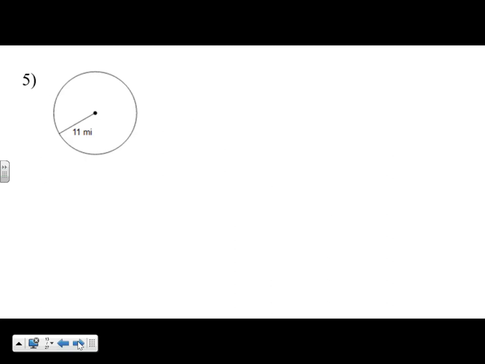So for these, I'm going to do it both ways, leaving it in terms of pi and finding the decimals, so you guys have the difference for that. So the circumference, this one gives you the radius, and so I'm going to use the 2 pi r. So that's 2 times pi times the radius is 11. So 2 times 11 is 22. So if you just leave it as 22 pi, that's the answer in terms of pi.